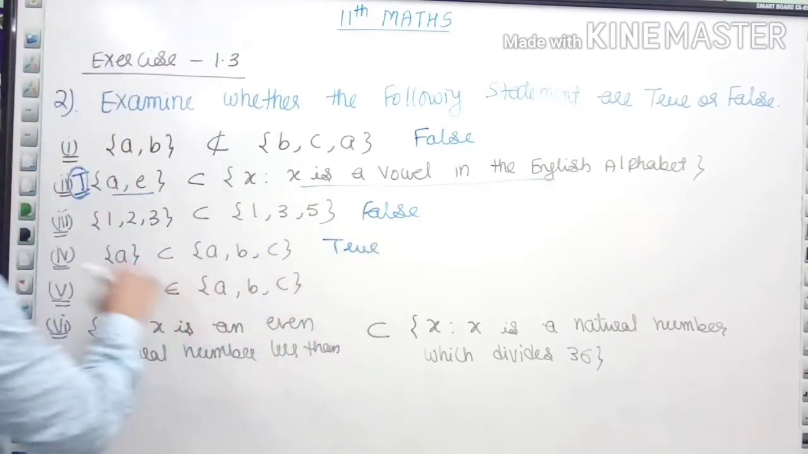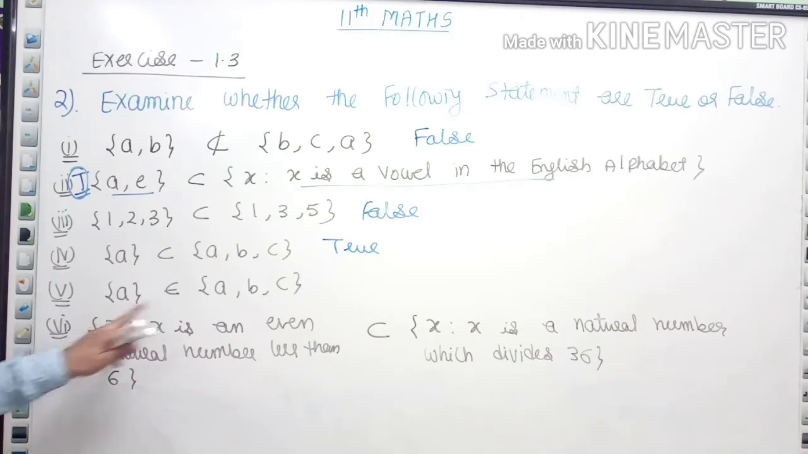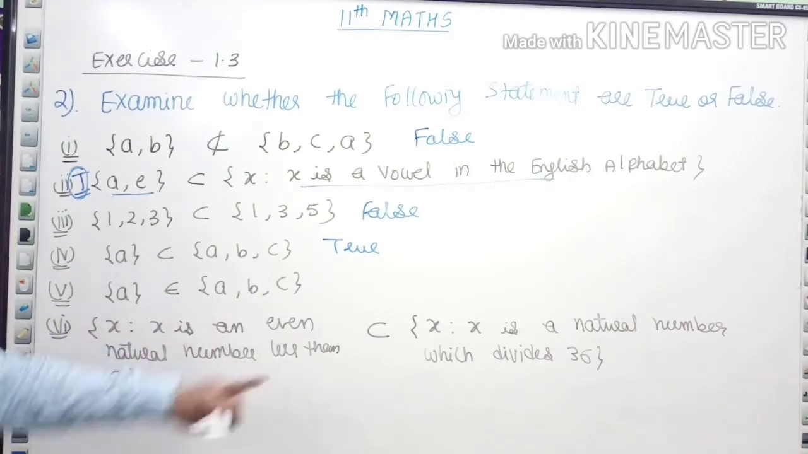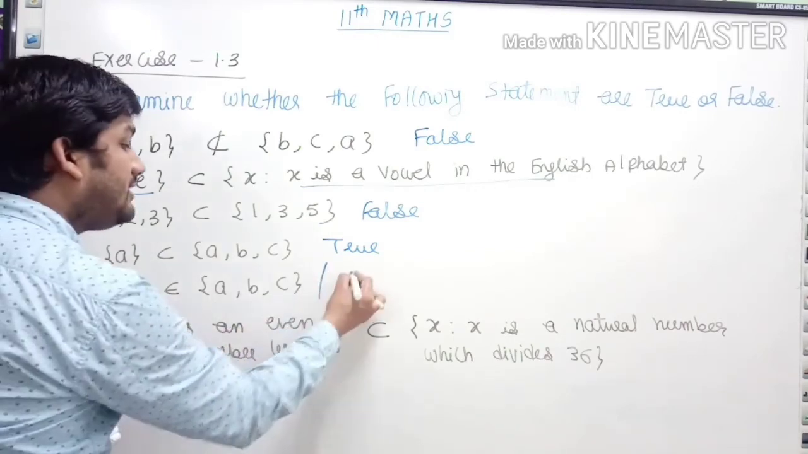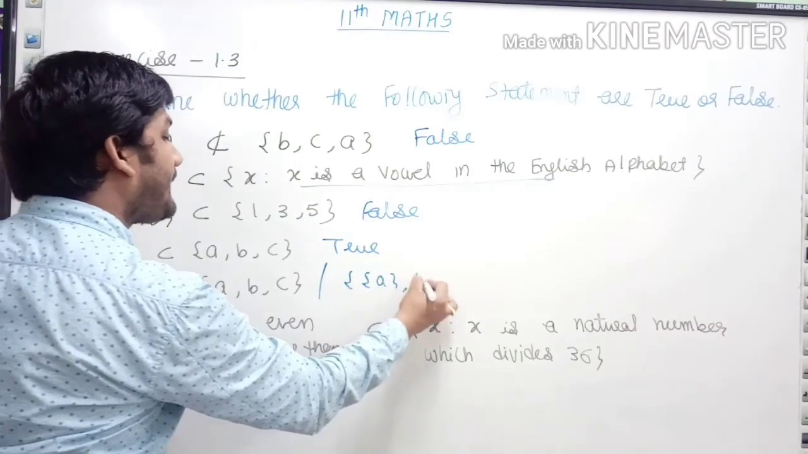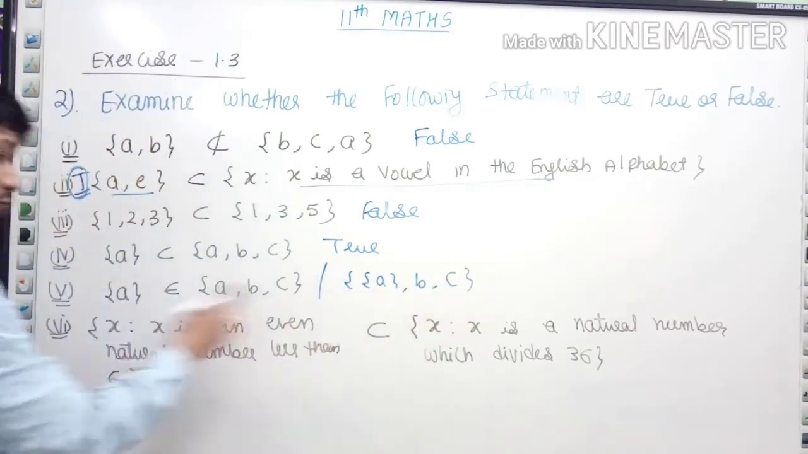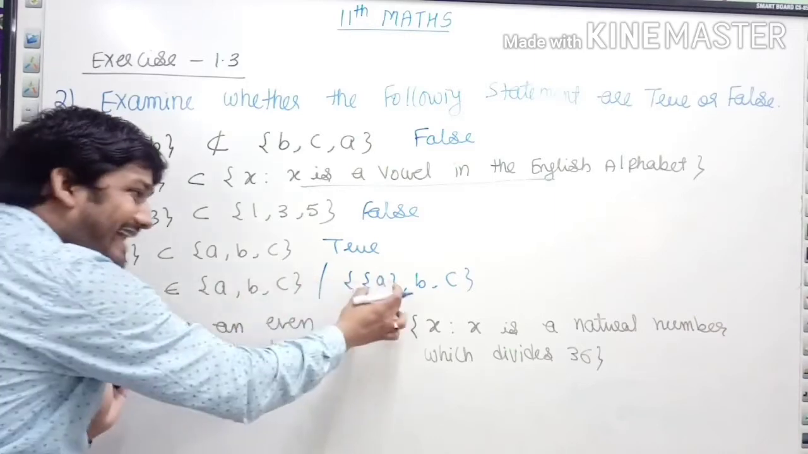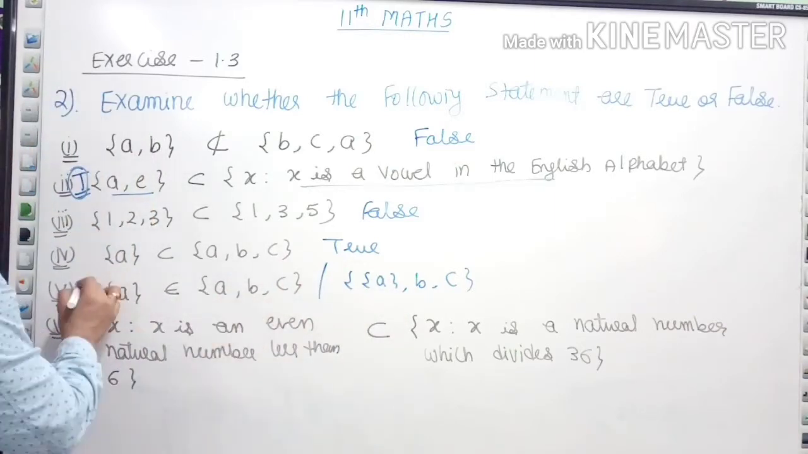Next is {A}. Obviously A is here, so it is a subset. True, the symbol is of subset. Now this, A belongs to here. See, it is not belonging to. Belonging to is when it is written like this. If it were like this, then we would say it is true because this element is lying here. But for this it is false.